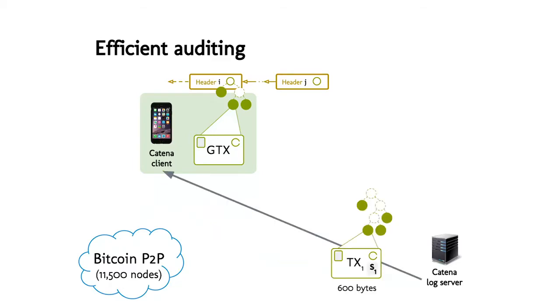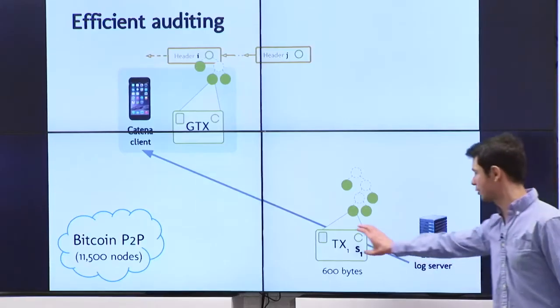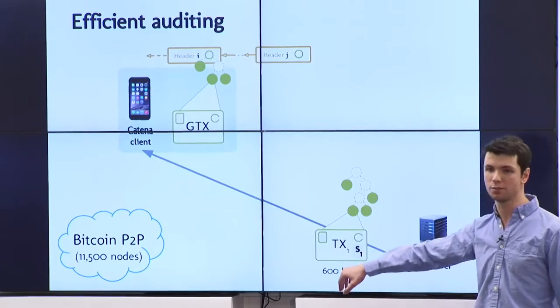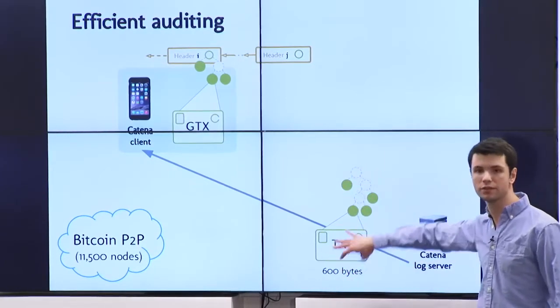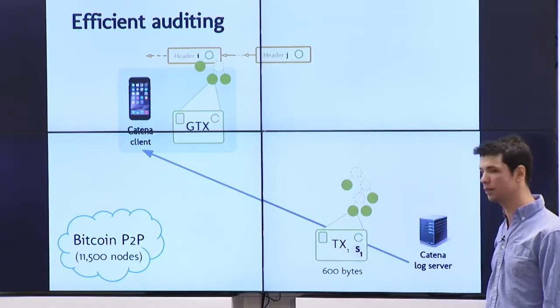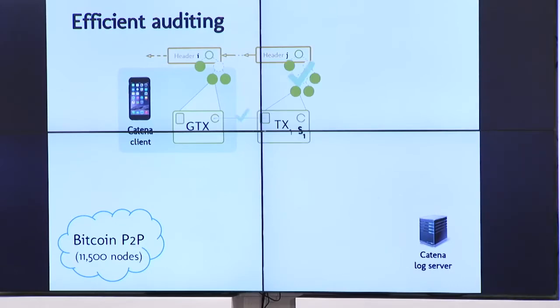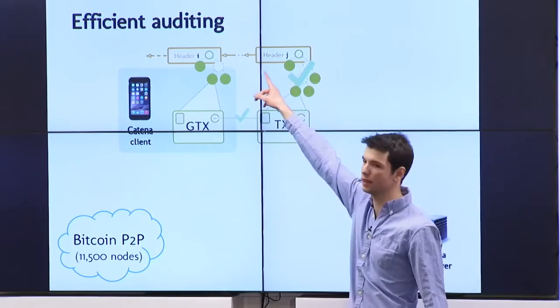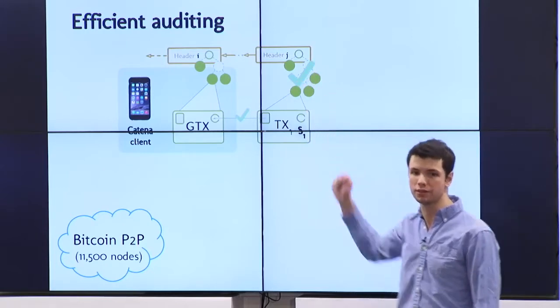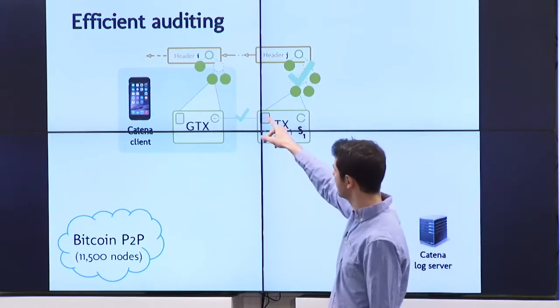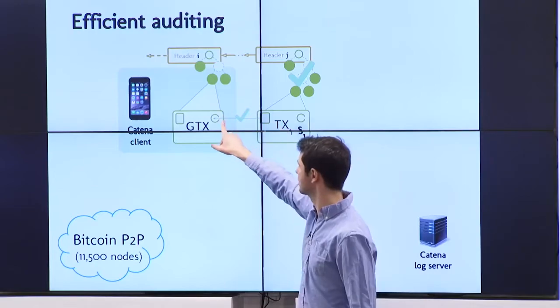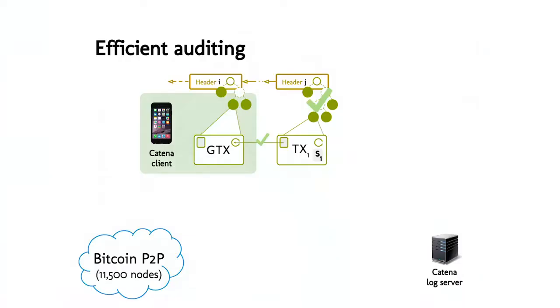What the log server will do is reply with the transaction, the statement, which is 600 bytes, and the Merkle proof. So all of this is 600 bytes, actually. And now the Catena client will check the Merkle proof against one of the headers, to see in which header it fits. And then it will also check that the input here has a valid signature from the public key in the output here. All right. I want at least one question about this.